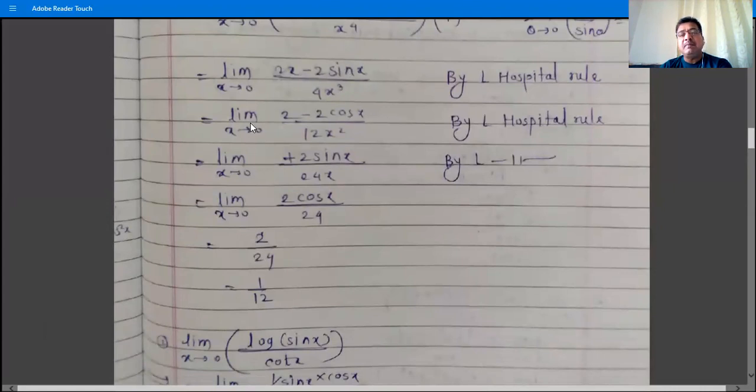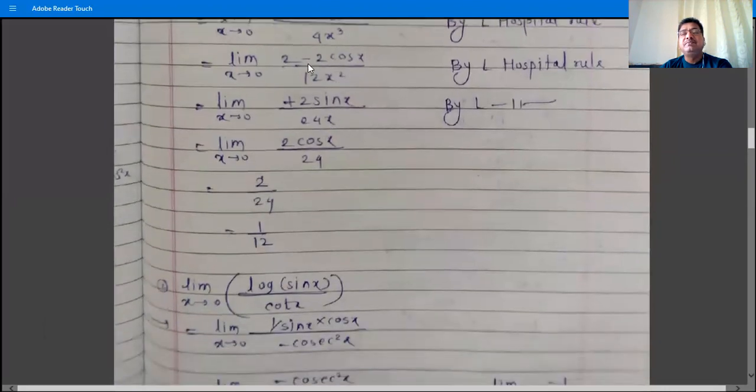So 0 by 0 form, again apply L'Hospital rule. So the derivative of 2x is 2, and the derivative of minus 2 sin x is minus 2 cos x, divided by 12x square, the derivative of this quantity. If we again substitute x as 0, then we have 2 minus 2 cos 0, which is 1.